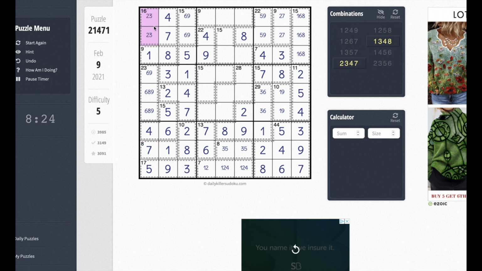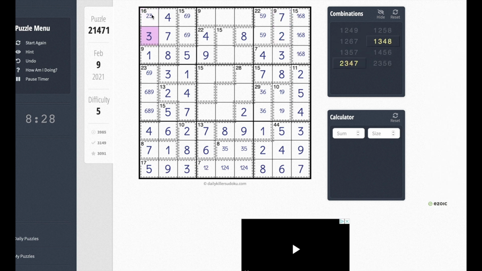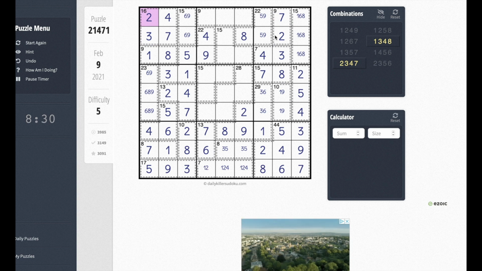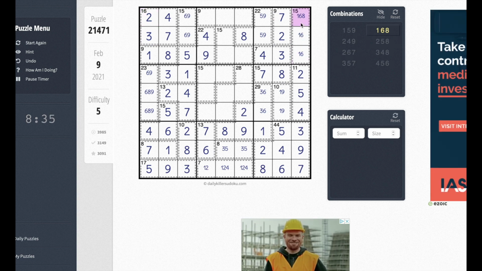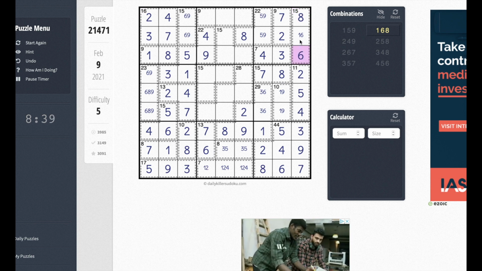So that's a 2, 3, 4, 7, which is nice. That comes across here, gives us those. Which comes back across here and gives us those two. 8 out of that, and 8 out of that, and 1, 6 out of here. Okay, 1 and 6 out of there.